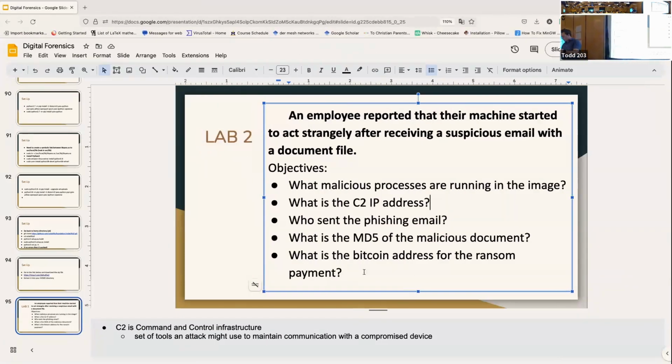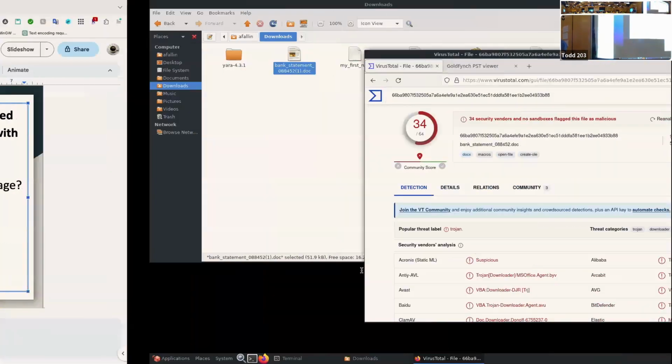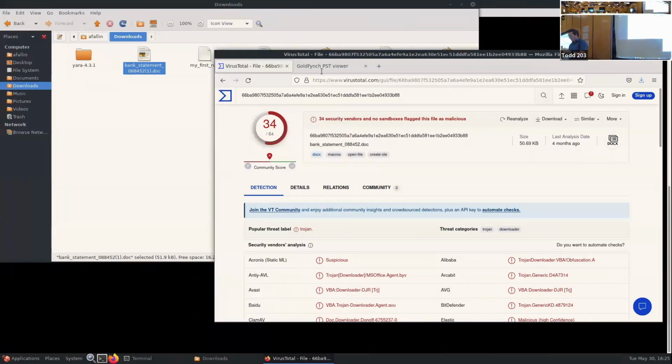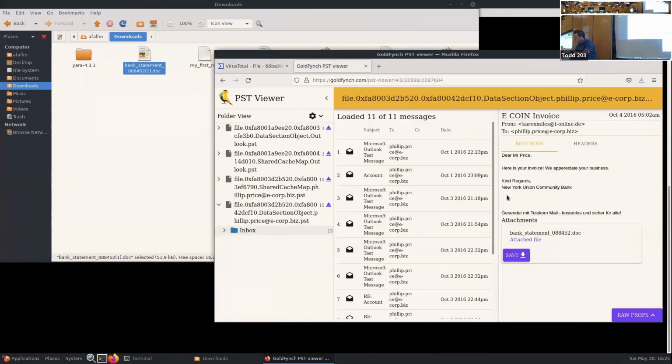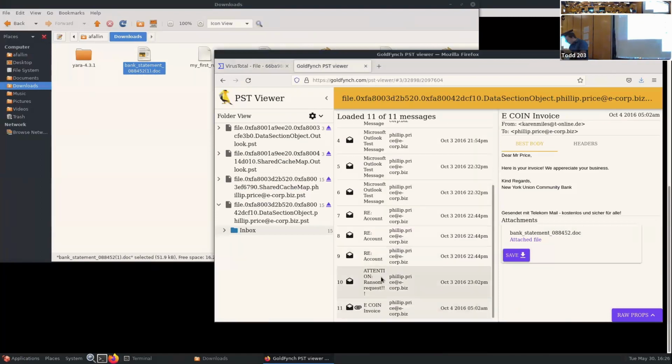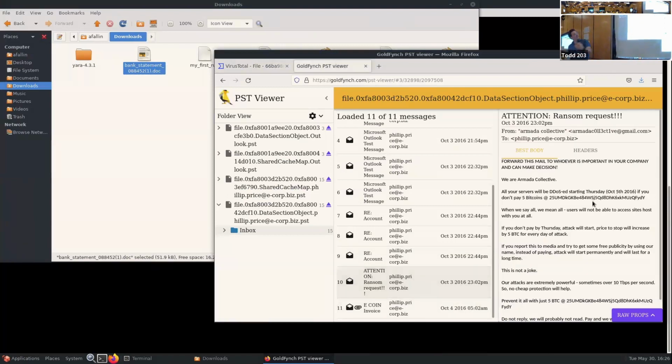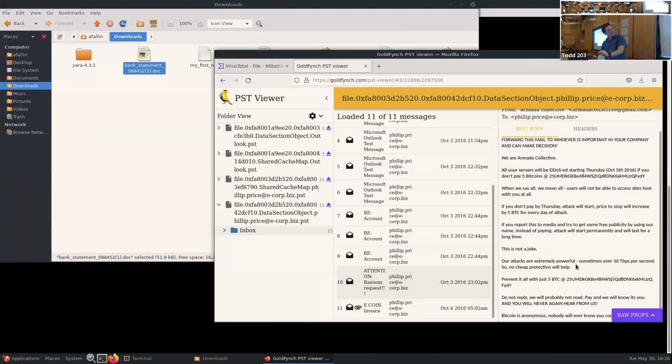So our next step is, what is the Bitcoin address for the ransom payment? Well, we already have our entire inbox pulled up here, right? So down here, we can see a ransom request as an email that was sent. And here is our nice, happy little ransom. This is not a joke. Our attacks are extremely powerful. You need to send Bitcoin to our Bitcoin address right here.